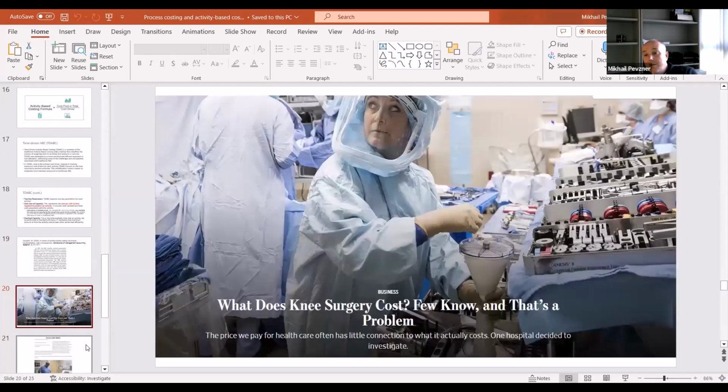So here's an article that I came across a couple of years ago in the Wall Street Journal, which I read, so you should know, religiously every week. I read every issue of it. I don't read them every day. I read them all on a Saturday, all the five or six issues for the week. And I came across this article. It says, what does knee surgery actually cost? And that's a problem. Okay.